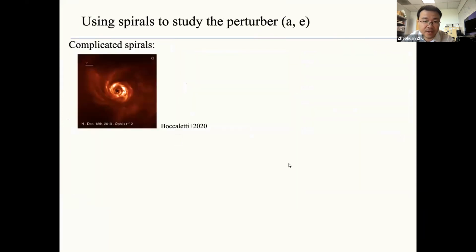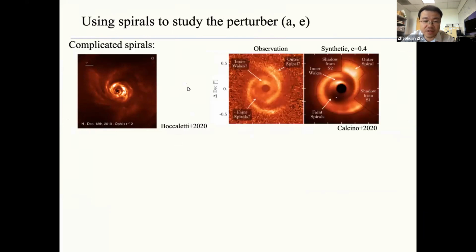These spirals are very complicated. They may be able to explain these complicated spirals observed in some of these systems. There is recent work suggesting that even with these regular m equals 2 arm spirals, you could already have an eccentric planet in the disks. And this eccentric planet can excite these spirals, explaining these observations.